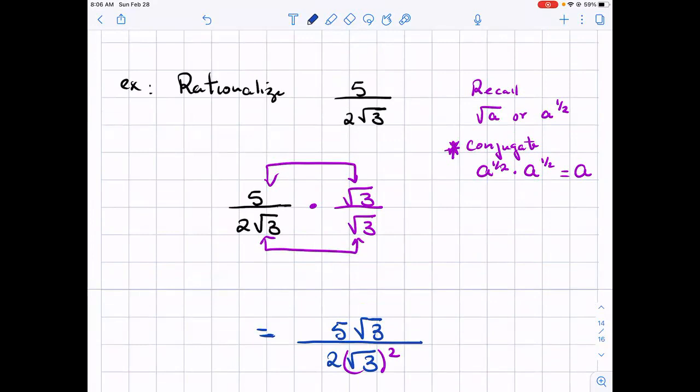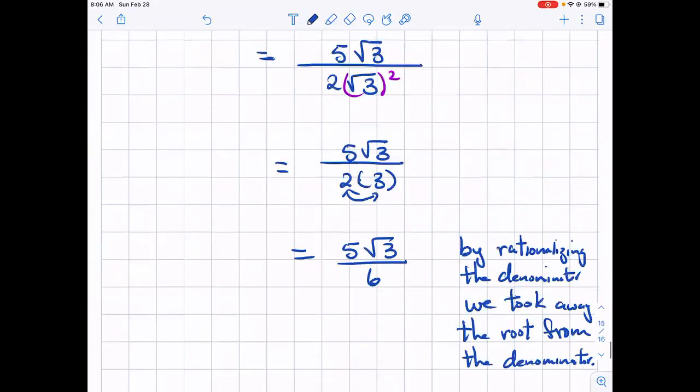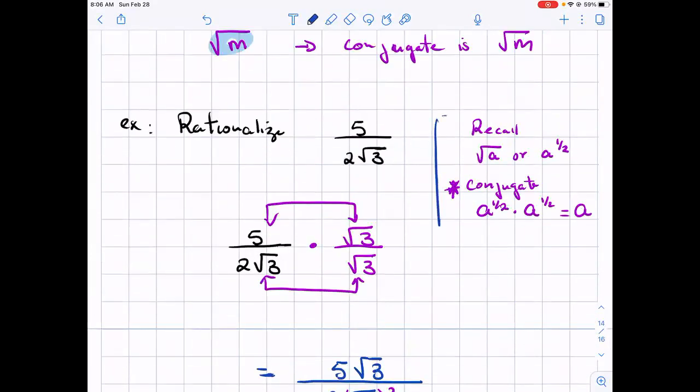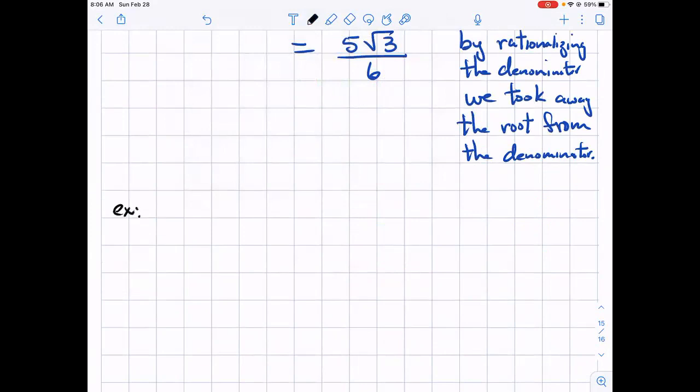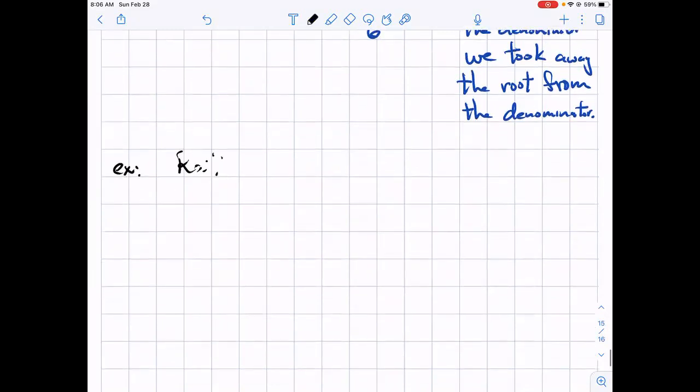Now, what happens if my root is not a square? And that's what I want. This is the reason why I wrote this here. This is very, very important for you. Okay. So let's look at this example. Example, rationalize 2 over the cube root of 5.